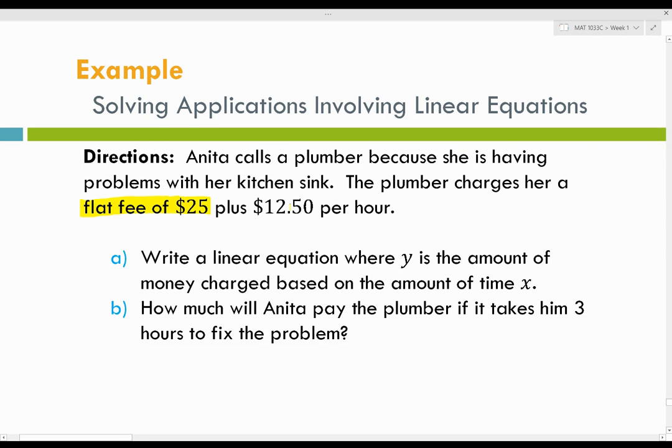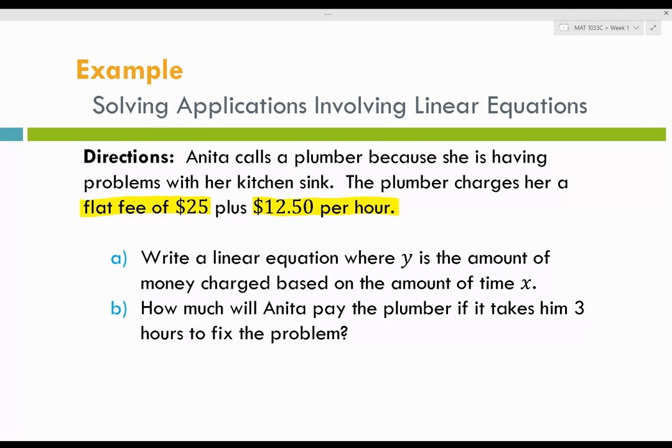plus $12.50 per hour. Okay, so if you don't know what a flat fee is, it's the money you get charged regardless. So if the plumber comes to her house and he doesn't fix anything, she still has to pay him $25 regardless. Okay, and then she will also have to pay him $12.50 for every hour that the plumber stays.